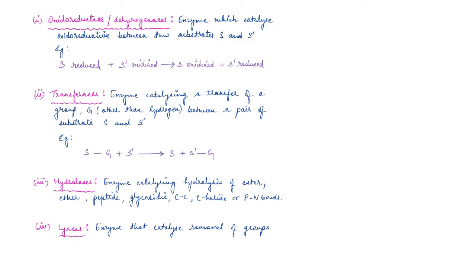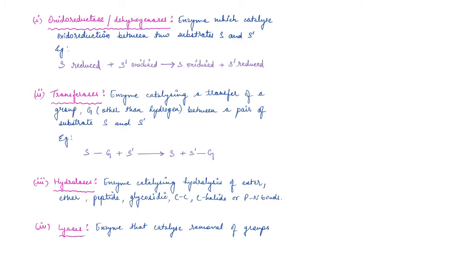Then we have the fourth group, which is lyases. Lyases are enzymes that catalyze removal of groups from a substrate by a mechanism other than hydrolysis. Remember that it removes groups other than by hydrolysis, and this leaves double bonds.